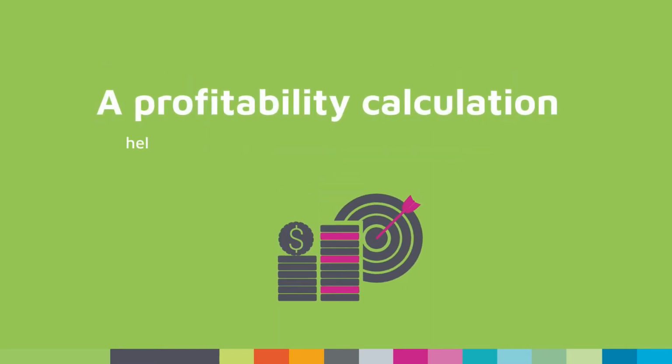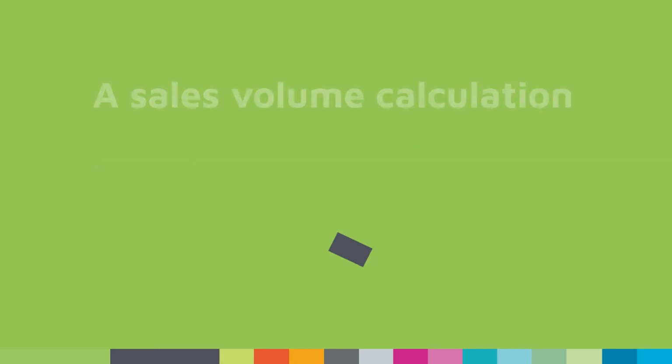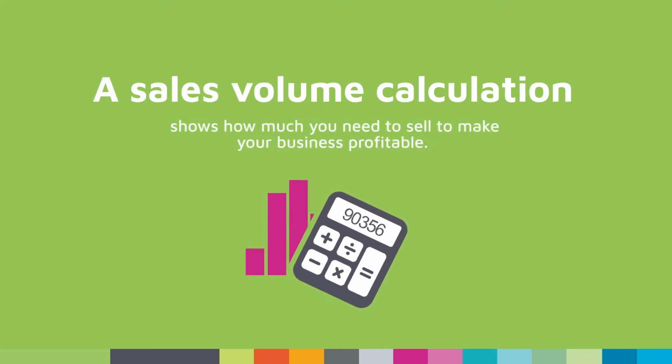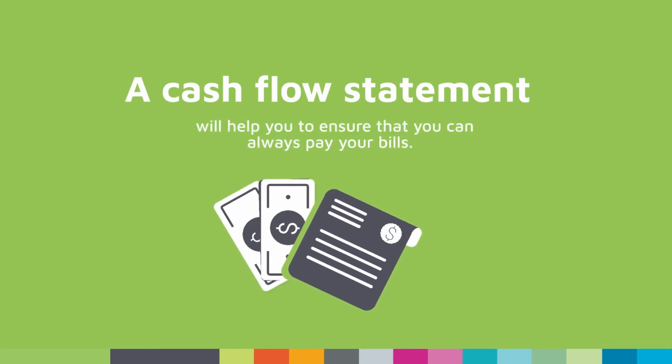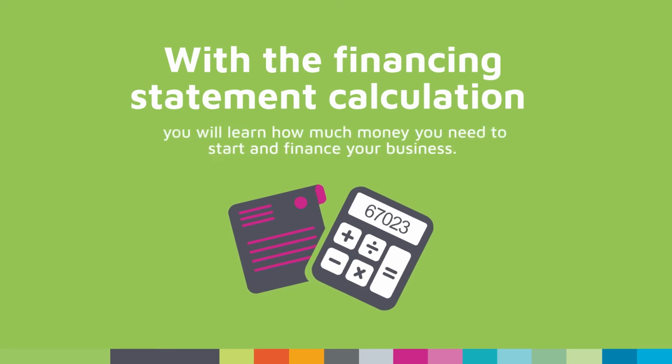A profitability calculation helps you decide your minimum turnover target, giving you a good idea of the lower limits of your price range. A sales volume calculation shows you how much you need to sell to make your business profitable. A cash flow statement will help you ensure that you can always pay your bills. With the financing statement calculation, you will learn how much money you need to start and finance your business.